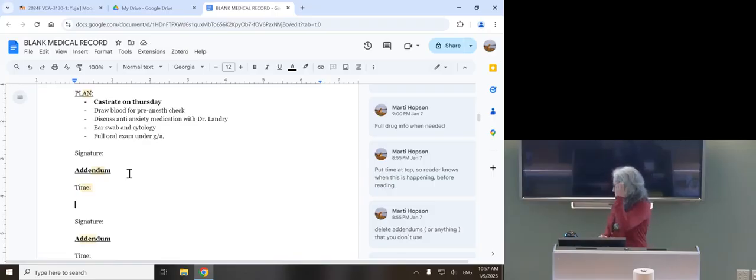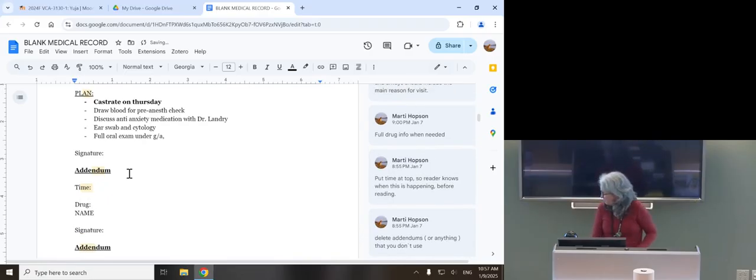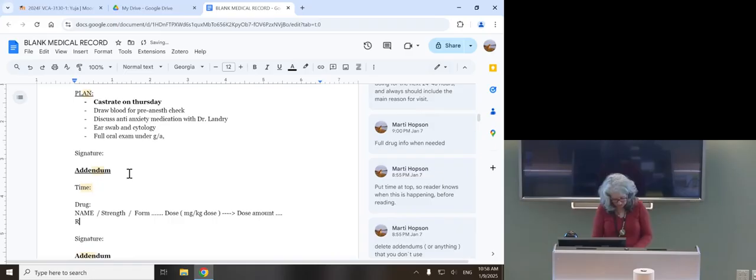So there are announcements that kind of deal with this. But I'll do it here. We want the name. We want the strength. We want the form. And I'll just do it like that. Okay. Then we want some kind of dose. Ideally, you might be doing the actual mg per kg dose. Okay, but then we would want to also have the dose amount. How much is that? Then we would want to have the route.